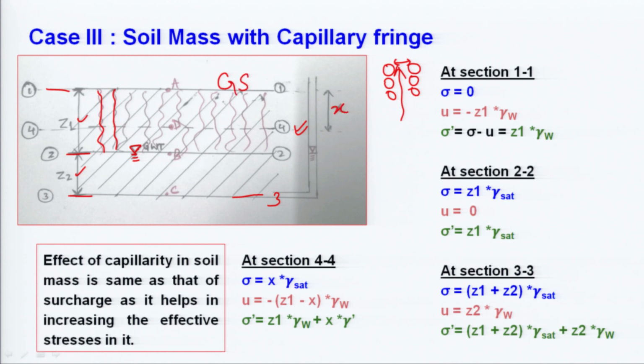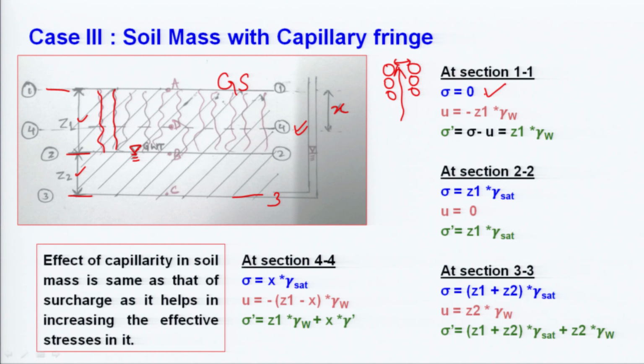So, see here, what is the value of total stress? Total stress will be 0, because there is no surcharge above this 1 section, and also apart from the surcharge there is no soil mass which would have been exerting some pressure here. So, total stress will be 0.